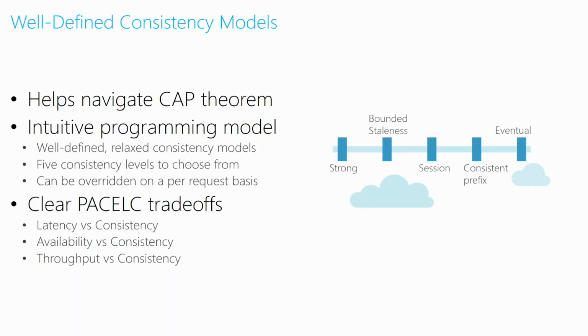CAP theorem states that if your data is partitioned by network, you can either achieve consistency or availability, not both. DocumentDB provides an intuitive programming model with well-defined, relaxed consistency models for you to choose from. Using these 5 well-defined consistency models, applications can decide how they make trade-offs between consistency and latency, between consistency and availability, and consistency and throughput. We provide guaranteed SLAs for the consistency levels that you actually set. Consistency levels can be overridden on a per request basis.